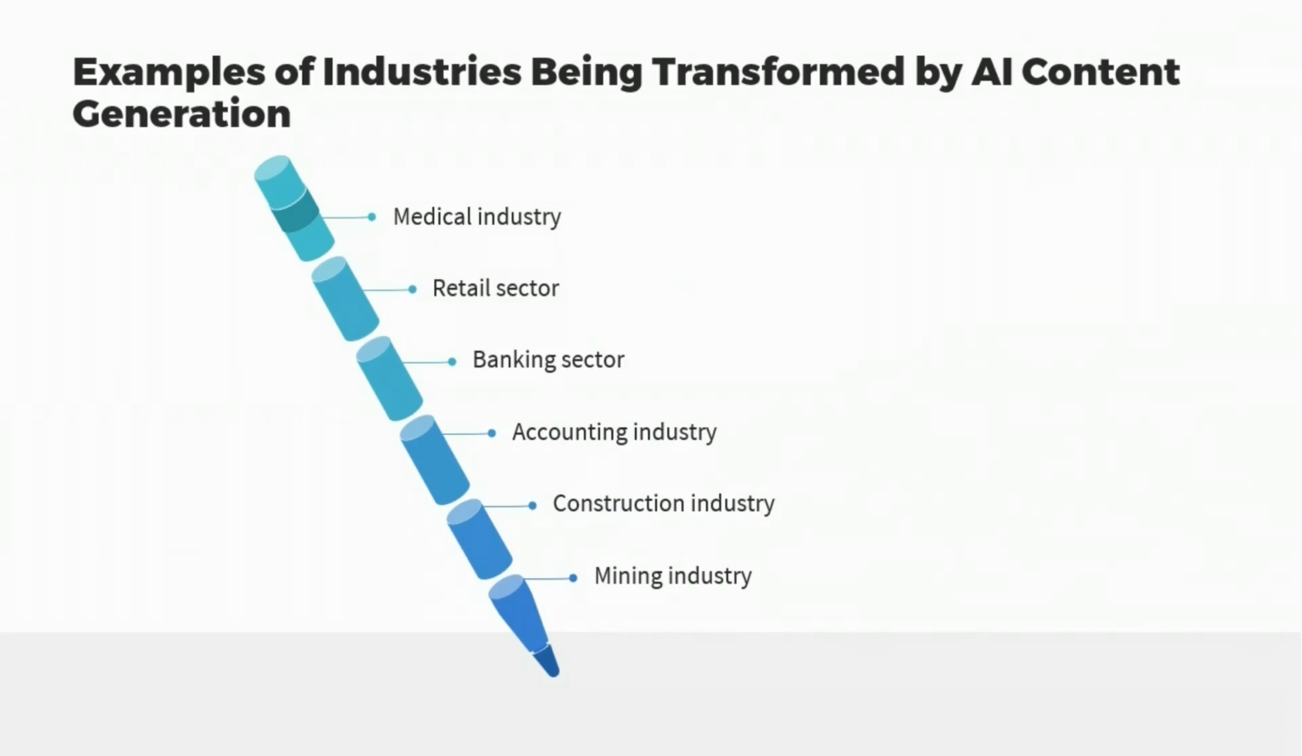So that's a little bit about how AI is being used in several different industries and how they can be disrupted by a few different methods in AI image generation, including medical history, retail, banking, accounting, construction, and mining.